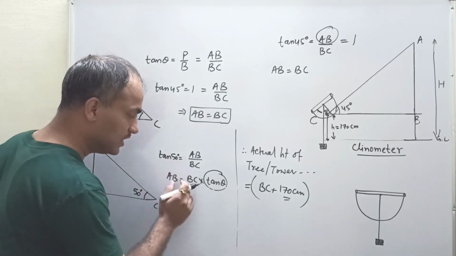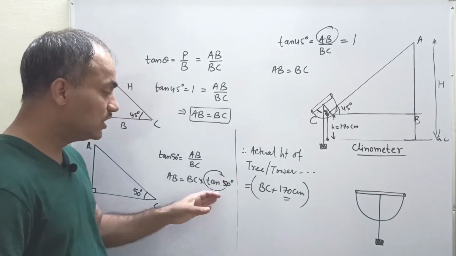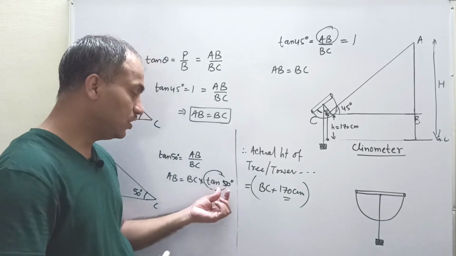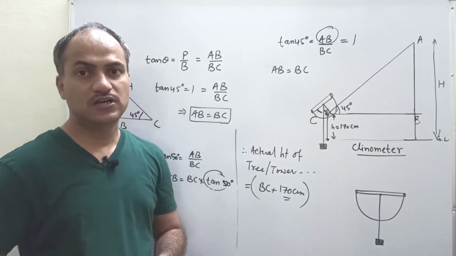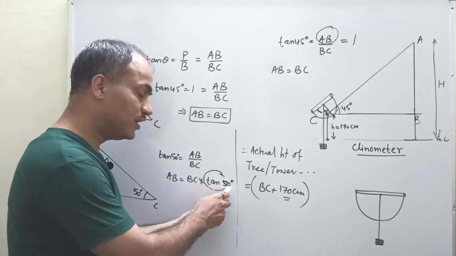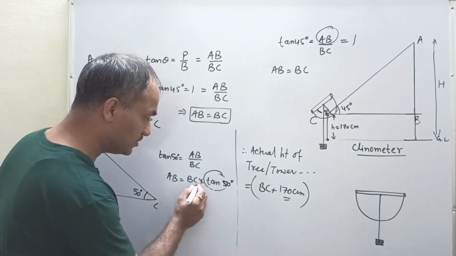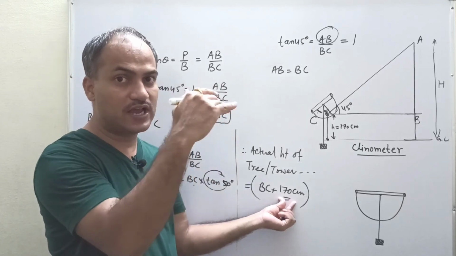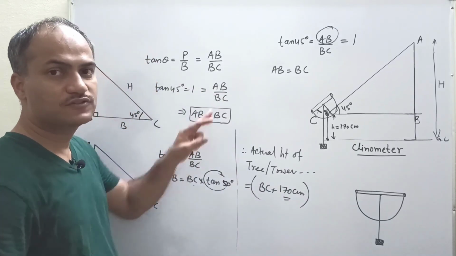But if we take this, we need to find the value of tan 50 degree. Here you need a table for these trigonometric ratios, or you can find this value using your scientific calculator or Android mobile. Fine. So when you find this value of tan 50 degree, by multiplying it with BC and adding the height of your eye level, you can again measure the actual height of the building.